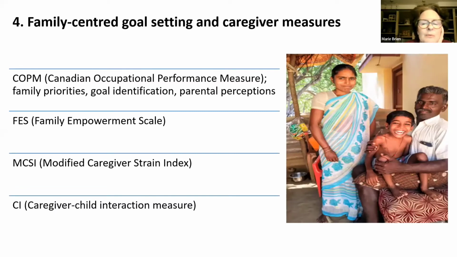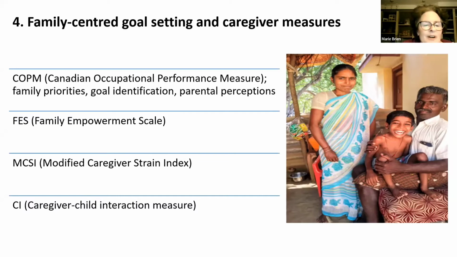And that is where we may go into the F words to look at what really matters to them, what their perceptions are of what they feel their child really needs and what they want to work on as part of the daily routine. We also have some caregiver measures that may be used, and we have the family empowerment scale, where we measure family empowerment.